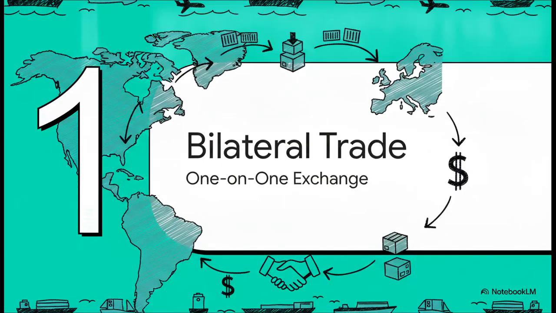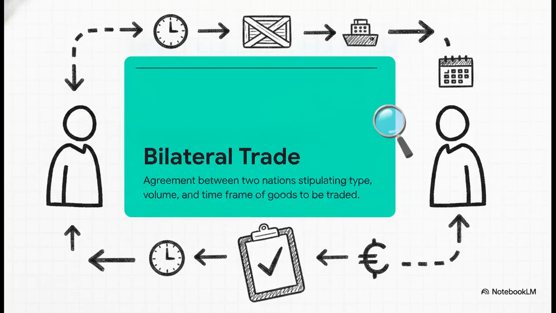Section 1. The Basics of Bilateral Trade. One-on-one exchange. To start off, think of bilateral trade relations as a highly specific, carefully negotiated direct swap between literally just two parties. The contracting nations sit down and hammer out exactly what they want from each other. They stipulate the exact type of goods, the precise volume of each item to be imported and exported, and even map out the stage-wise timeframe for when these exchanges will actually happen. It's a completely one-on-one deal.